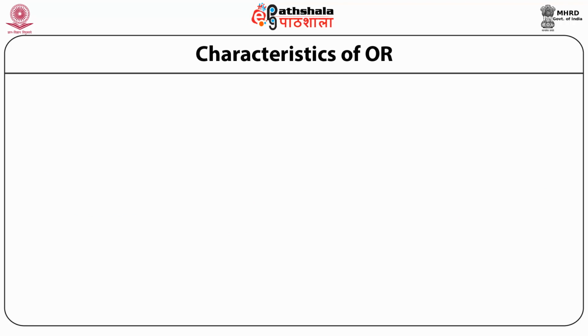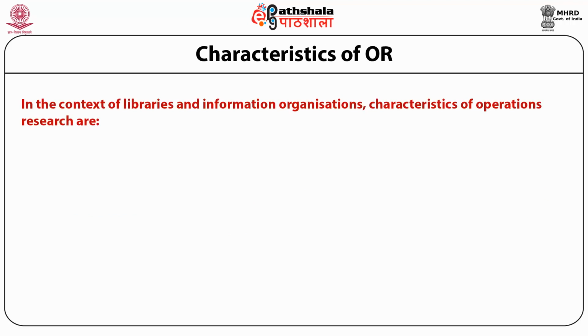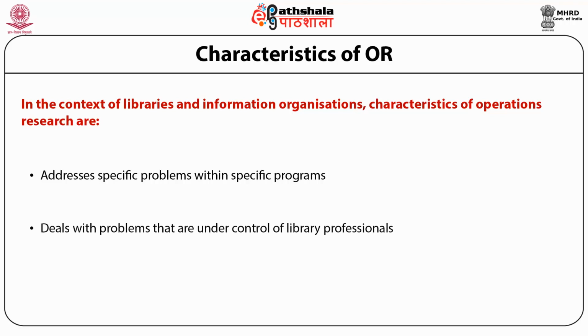Characteristics of operations research. In the context of libraries and information organizations, operations research addresses specific problems within specific programs. In fact, in libraries, there are some problems which are specific only to libraries, so these can be solved by applying some specific programs. It also deals with problems that are under the control of library professionals.